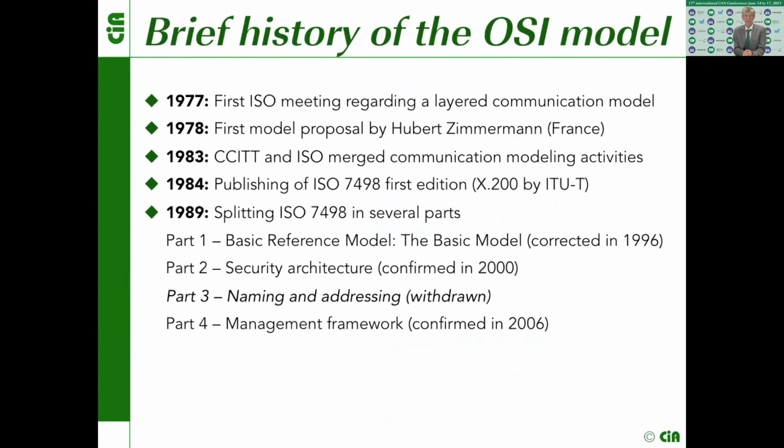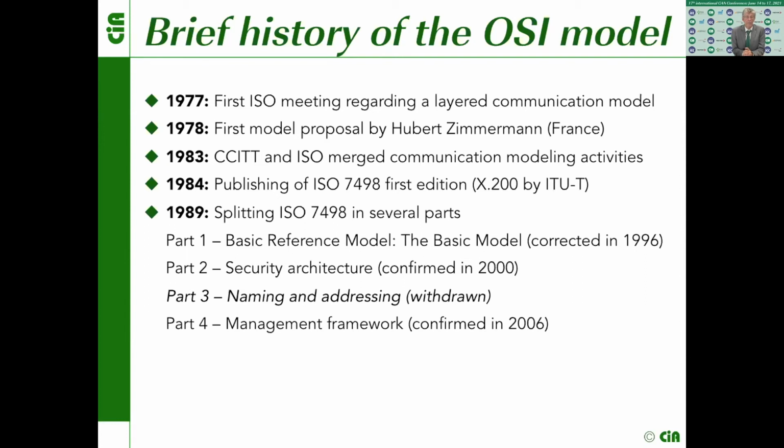I just dived into the history, and the first idea was born in the mid 70s when I finished my university. And I learned already in those days that there is some ongoing activity. In 1977, there was the first ISO meeting regarding a layered communication model. One year later, Hubert Zimmermann, who sounds very German but is a French one, proposed a first model. Five years later, you can imagine that this is a long time, there were two organizations dealing with communication modeling, and they merged their activities. These were the CCITT and the ISO.